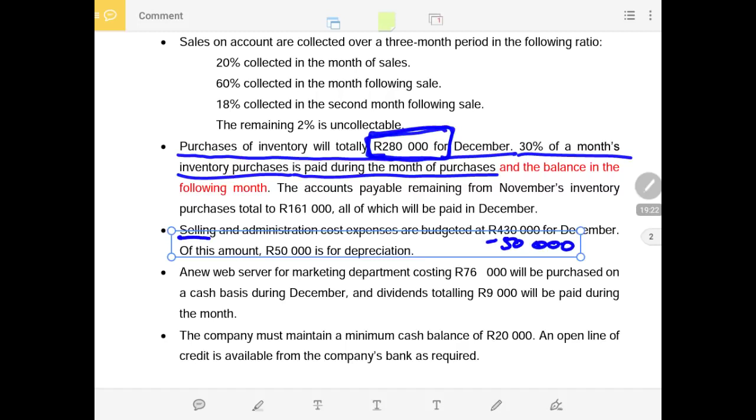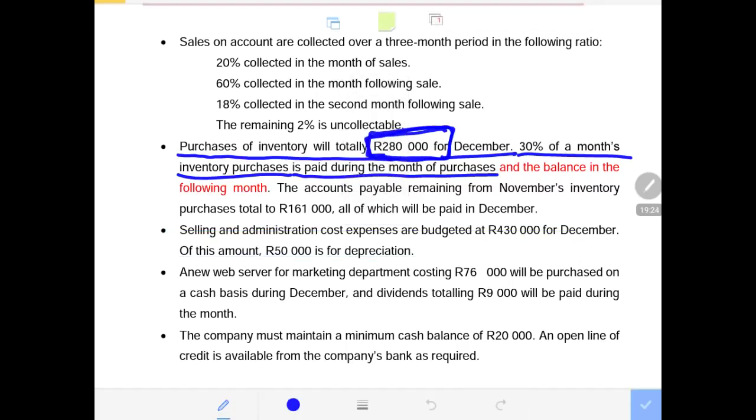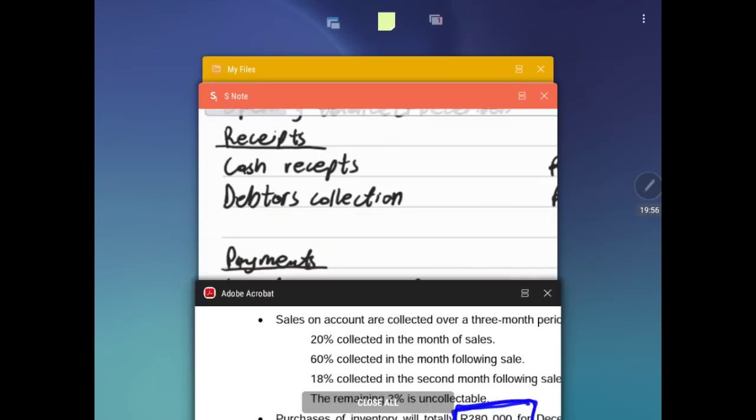Then I go to the next exercise, or the next adjustment: a new web server for the marketing department costing 76,000 rands will be purchased on a cash basis during December. So we expect to pay 76,000 for a new web server. This is expected to be cash going out of the business in the month of our budget, meaning the month of December.